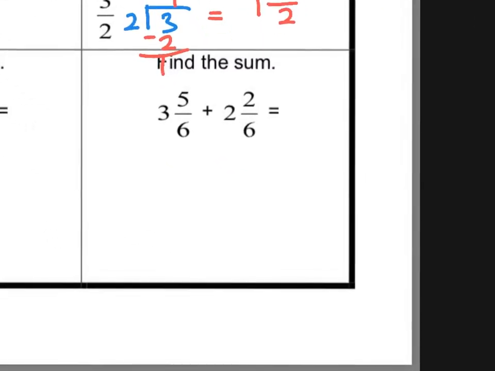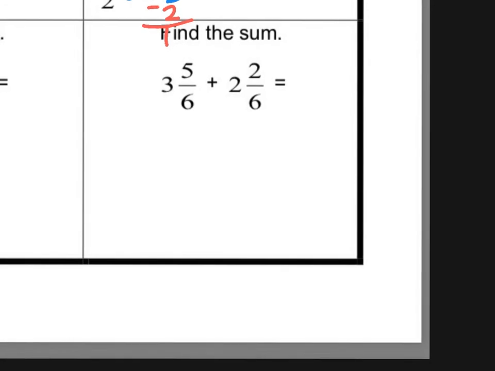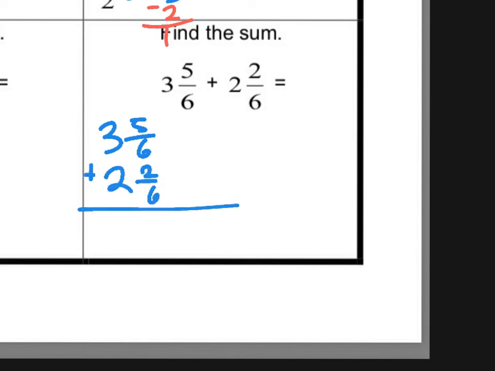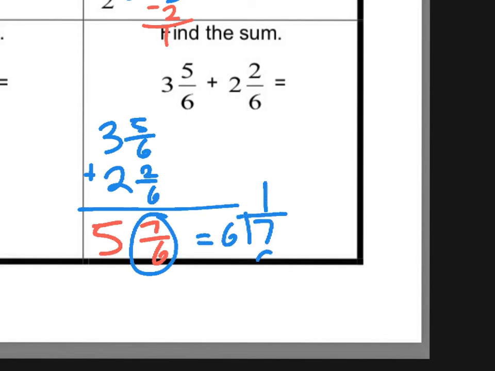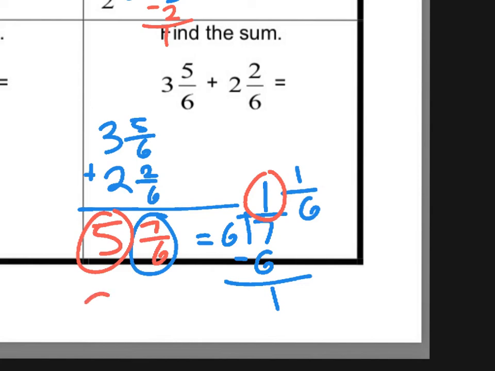For the last one, we can rewrite this to make it vertical form. Here's 3 and 5/6 plus 2 and 2/6. And then we can add the whole numbers. 3 plus 2 makes 5. And then you can have 5/6 plus 2/6 makes 7/6. Now 7/6, like we did up top, can be converted to a mixed number. 7/6 is pretty much 7 divided by 6. And that will give us 1 and 1 out of 6. So that 1 can be added to that 5 over here. That will give us a final answer of 6 wholes with 1/6.